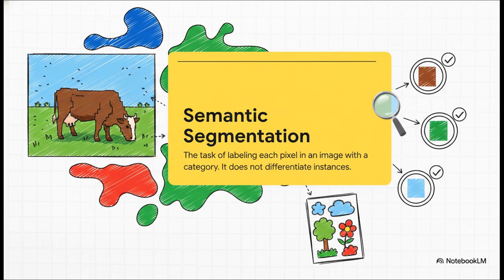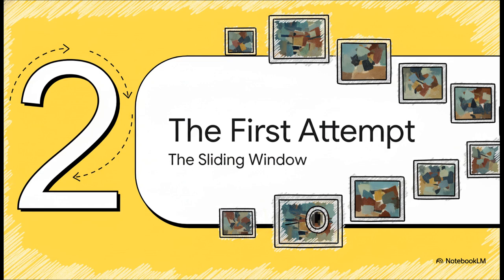The best way to think about it is like a digital coloring book. The AI's job is to color in all the pixels that are cow, all the pixels that are grass, and all the pixels that are sky, and to do it perfectly. So, how on earth do you even begin to do that? Well, the first idea people had was pretty intuitive, but as we're about to see, it was incredibly, painfully slow. It's kind of like trying to appreciate a giant painting by looking at it through a tiny little peephole.